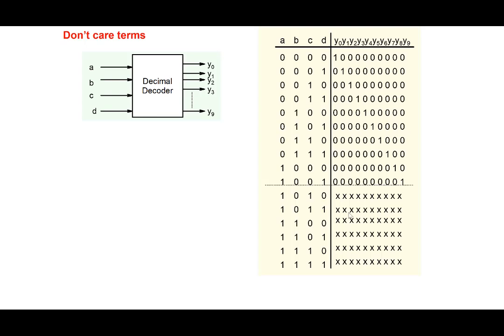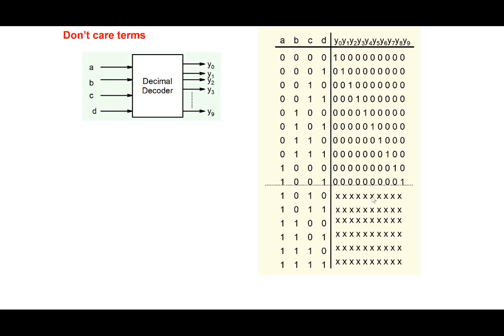Whatever you give, it doesn't really matter for my system. What matters for my system is that when inputs are from 0000 to 9 here, then my system should work properly. Only one of the bits should be 1 and all others should be 0. Beyond that, for other inputs, I don't really care what happens at the output.